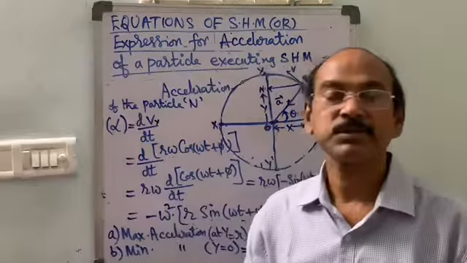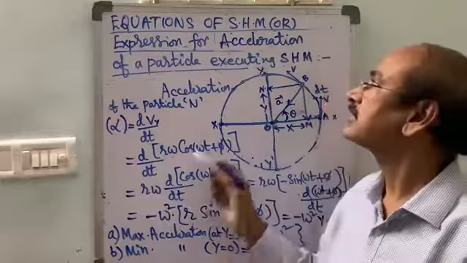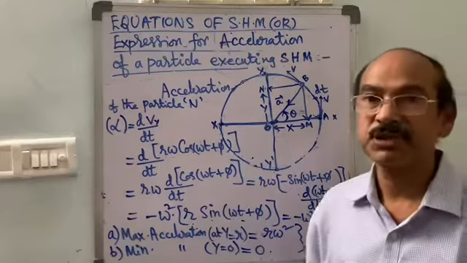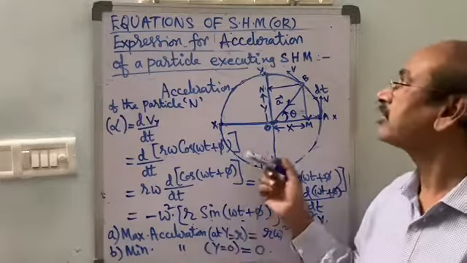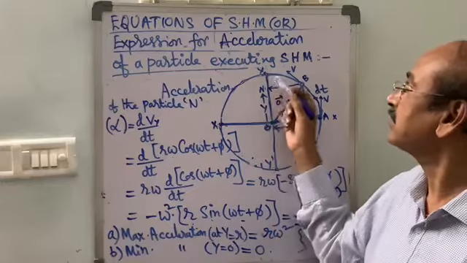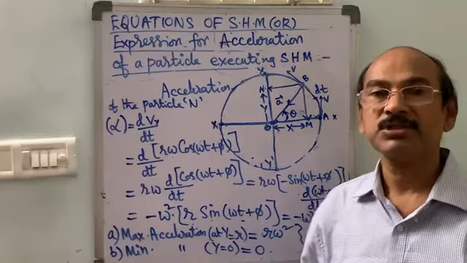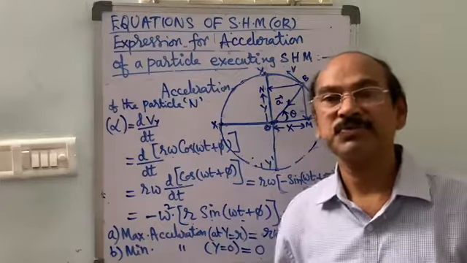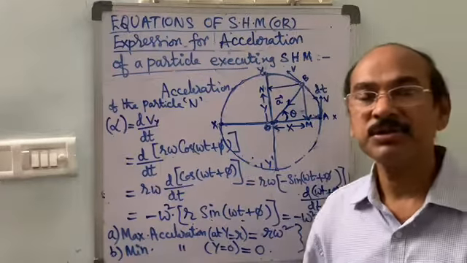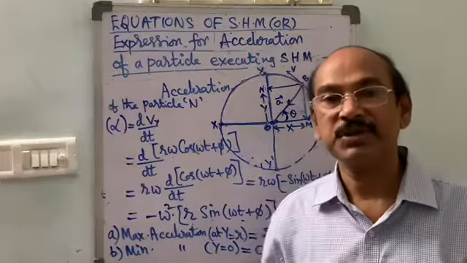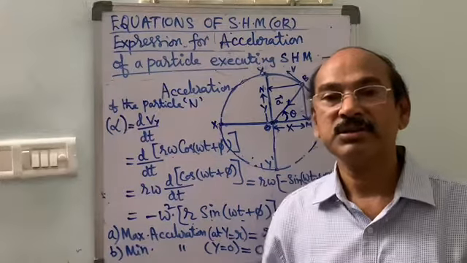So in this class we derived the expressions for the equation of SHM, the velocity of the particle executing SHM, and the acceleration of the particle executing SHM. In the next class we shall continue to derive the expression for the time period of the particle executing SHM and the frequency of the particle executing SHM.